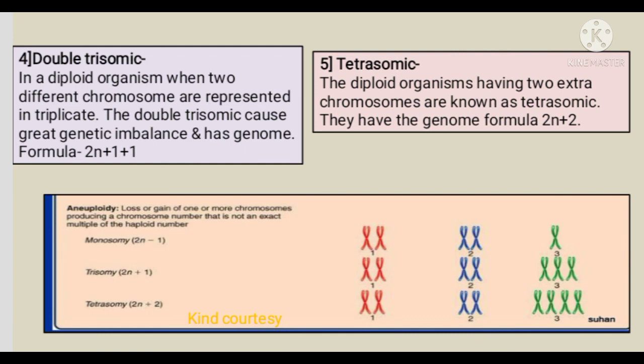Then we will see the double trisomics. In diploid organisms, when two different chromosomes are represented in triplicate, the double trisomy causes a great genetic imbalance and has the genomic formula 2N plus 1 plus 1. While in tetrasomics, the diploid organisms having two extra chromosomes are known as tetrasomics. They have the genomic formula, that is 2N plus 2.